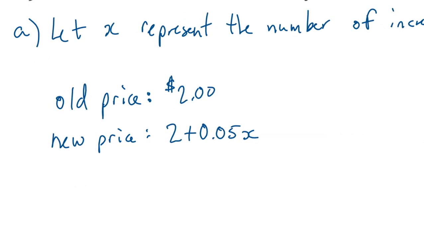A couple things happen here. In some cases, you're increasing the price. In some cases, you're decreasing the price. So if you were decreasing the price, it would obviously be minus. Okay? This is the amount of the increase. X is the number of increases. I'm adding because it's increasing, and that's what it started at.